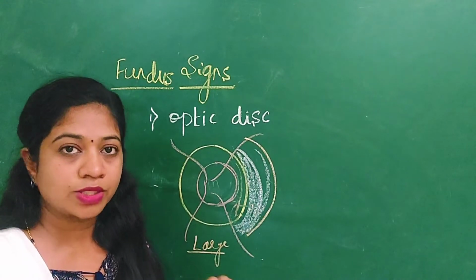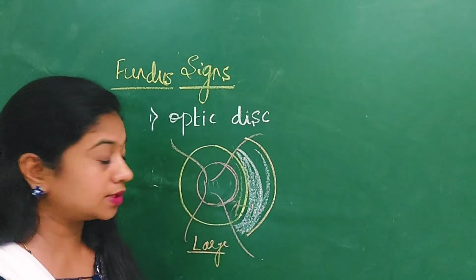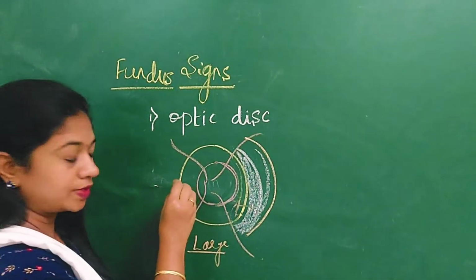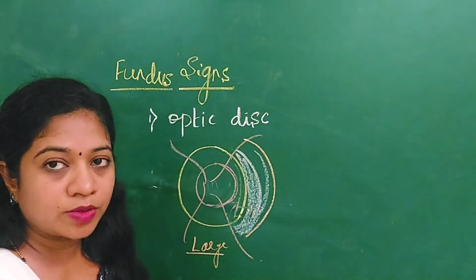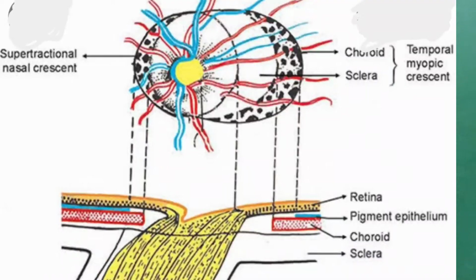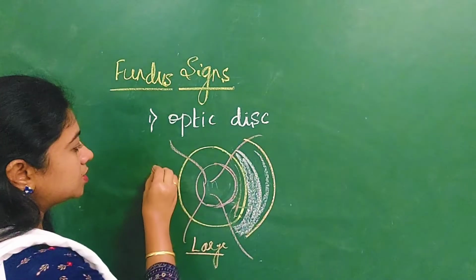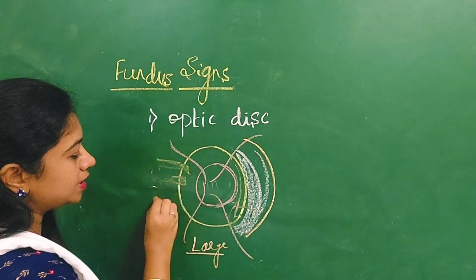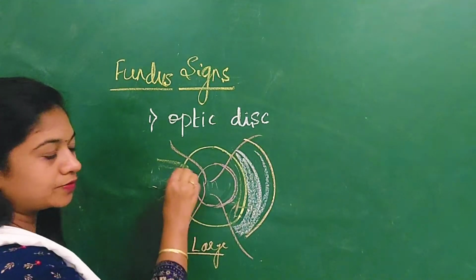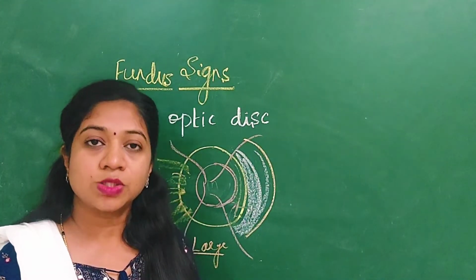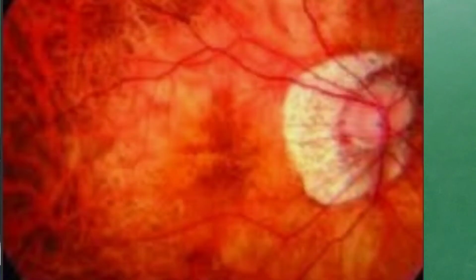Sometimes you will also see what is known as the supertraction crescent on the medial side or the nasal side of this optic disc. That is because of the bending of these optic nerve fibers obliquely, which is shown in this figure. So it appears as if the retina is overlapping on the nasal side of the optic disc margin. That is called a supertraction crescent. So in the optic disc, we have a very large optic disc with a temporal pallor with a temporal crescent, as well as the supertraction crescent on the nasal side of the optic disc.